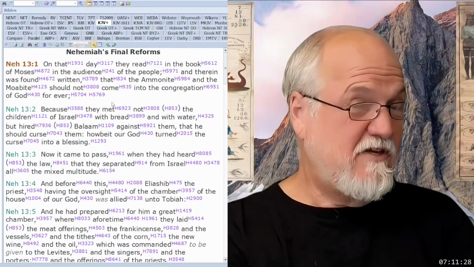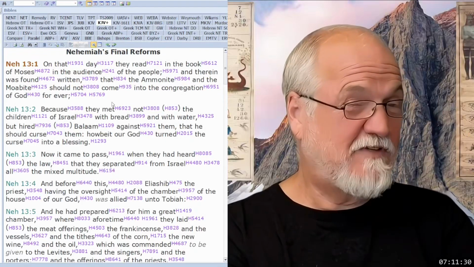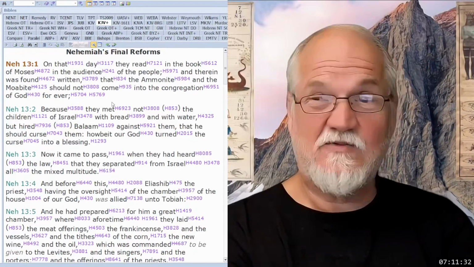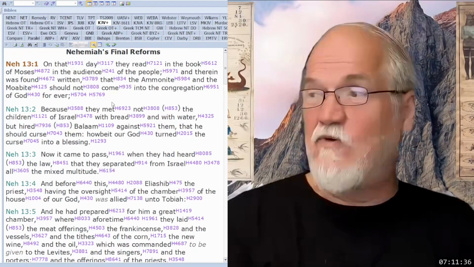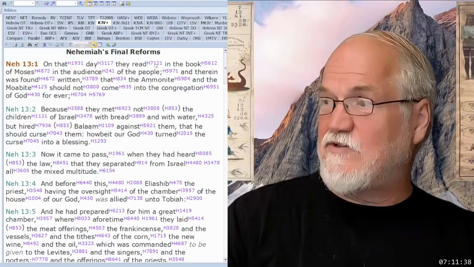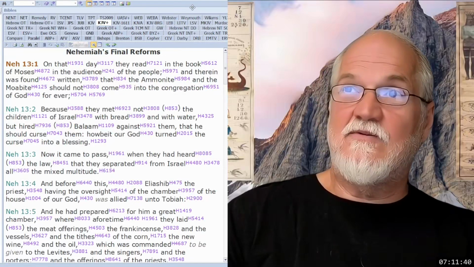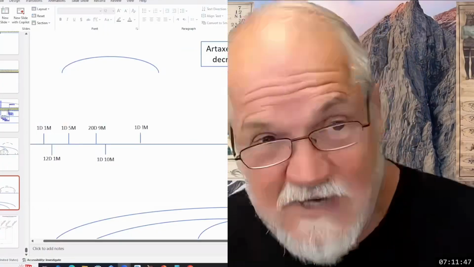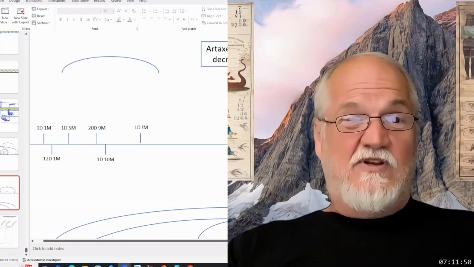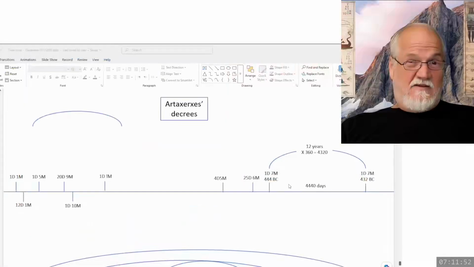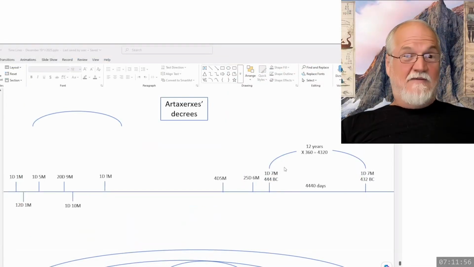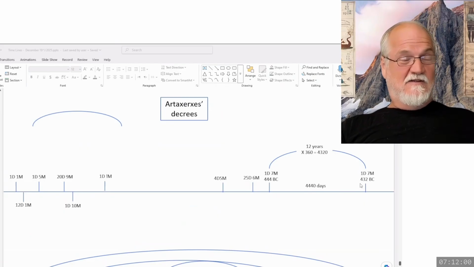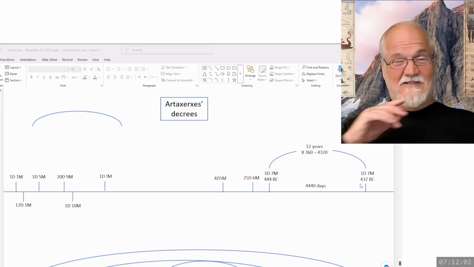And then we know 12 years, right? 12 times 360 gives us 4,320. So the 4,320 points to the 432. That makes sense. So we can see that these dates are tied together because of the number of days between these two dates, and the fact that they're 12 years apart witnesses to this date and this date. So can you see that? Does that make sense?